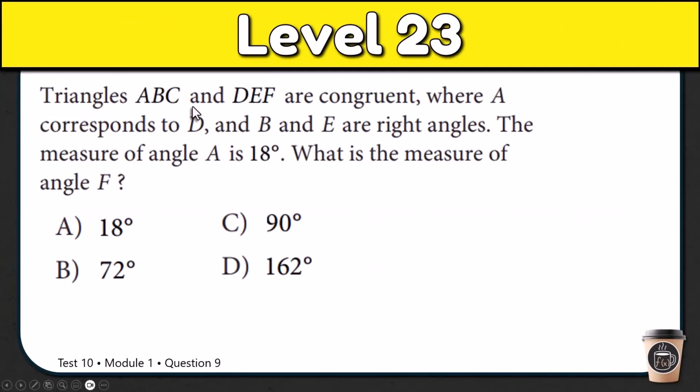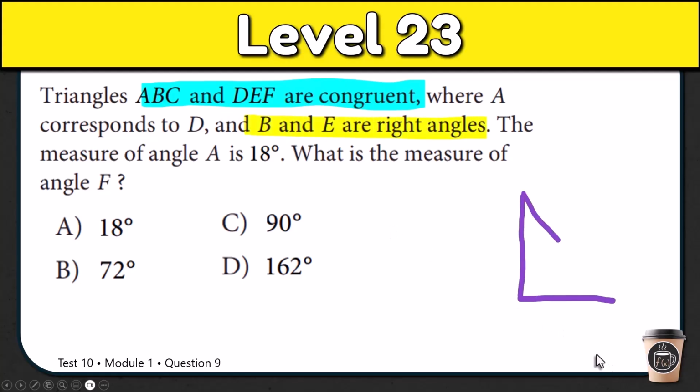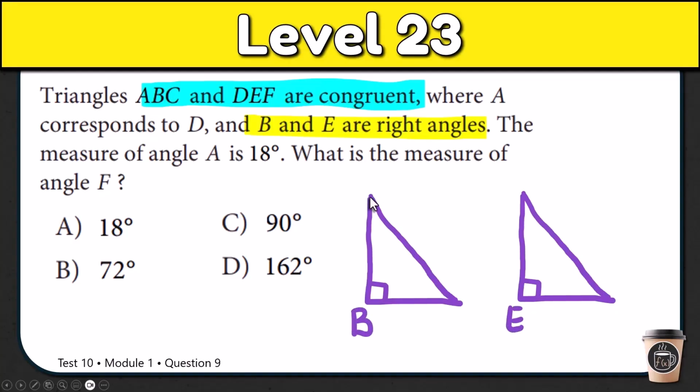Triangles ABC and DEF are congruent, and B and E are right angles, so I have two congruent right triangles. It doesn't matter where you put the other letters, but they have to correspond. A corresponds to D, C corresponds to F. That's really important. Use the letters as they're written to figure out what goes with what. You can see that B is going with E. So we now have A and D, and C and F.